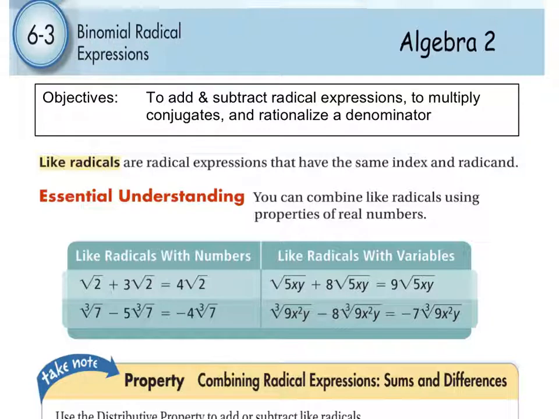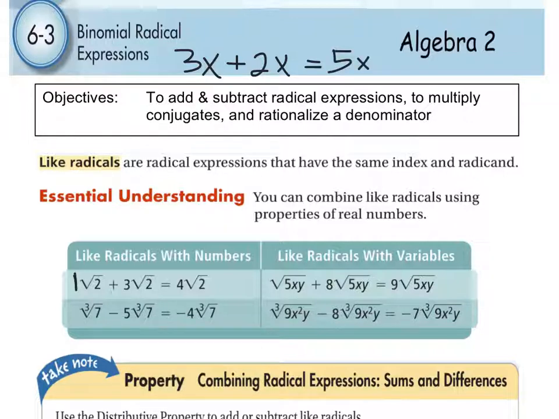So essentially, you'll notice here, if I have the square root of 2 plus 3 square roots of 2, that's 4 square roots of 2. Now remember, if there's nothing in front of that number, there's always a 1 there. So essentially, 1 radical 2 plus 3 radical 2 is 4 square roots of 2. Okay, it's very similar to adding like terms. For example, if I have 3x plus 2x, those are like terms. The x's are like terms, so there's 5 x's.